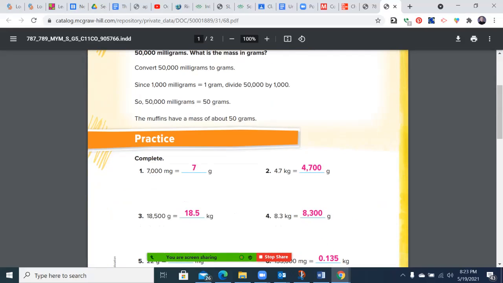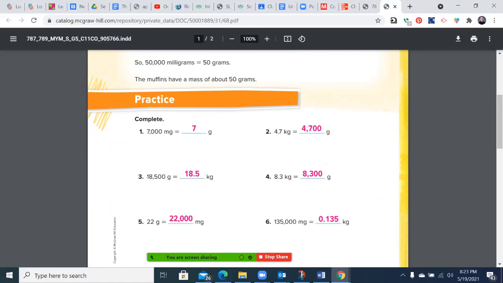Going between milligrams and grams, we divide by 1,000. So we get 7 grams. Kilograms to grams, we multiply by 1,000. We're going from a bigger unit to a more specific unit. It's usually multiplication. Going from a smaller unit, or more specific, to a more general one, it's usually division. You can see that grams to kilograms, divide by 1,000.